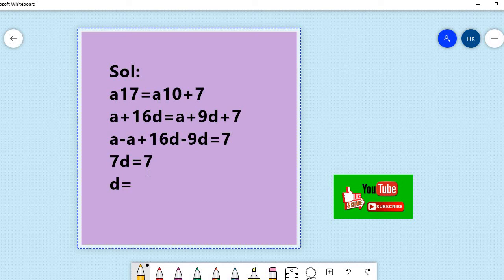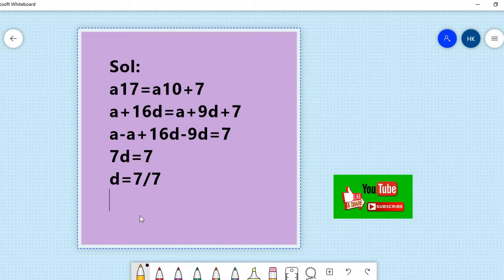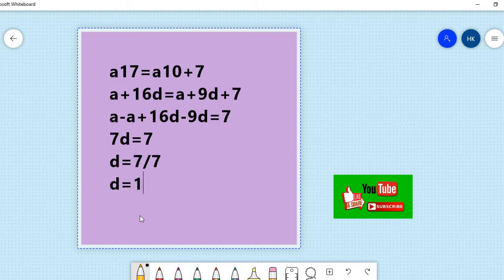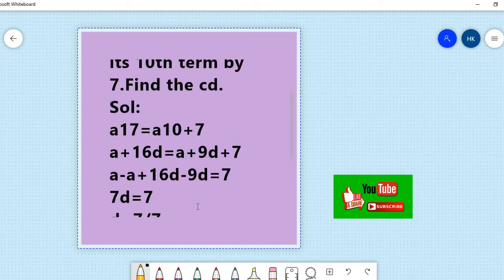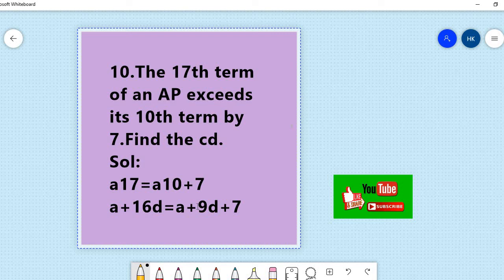D equal to 7 by 7. This 7 will come to the denominator side. So 7 divided by 7. 7 ones are 7. So the d value, the common difference, is nothing but 1. So by just understanding the question and writing it properly, further you can just solve and easily get this answer. In this way, you got the common difference of the 10th question.